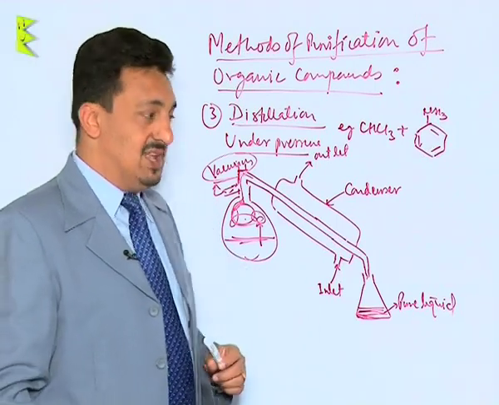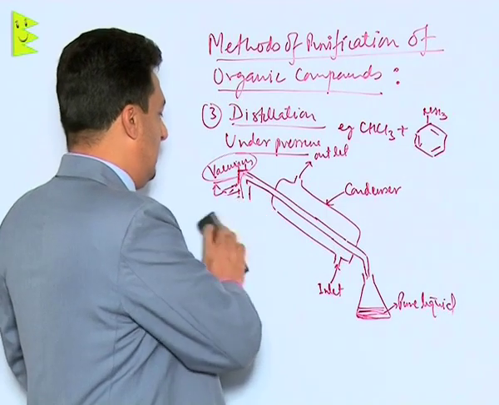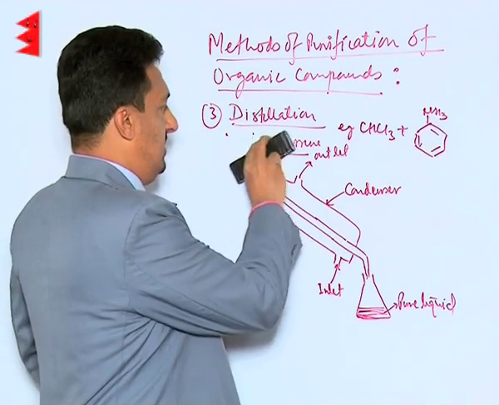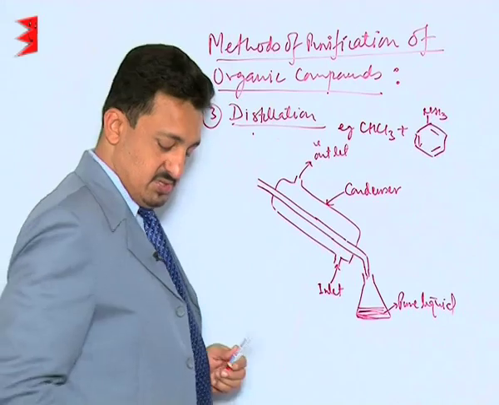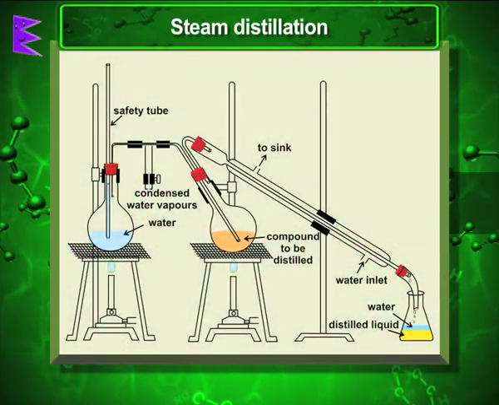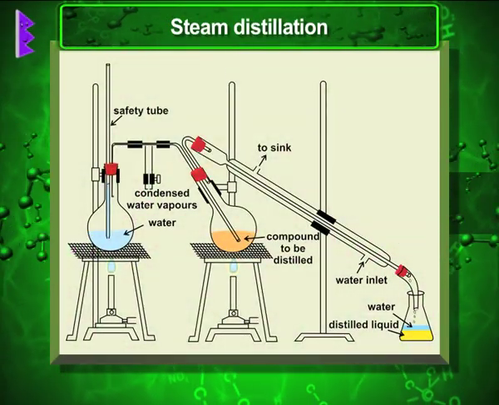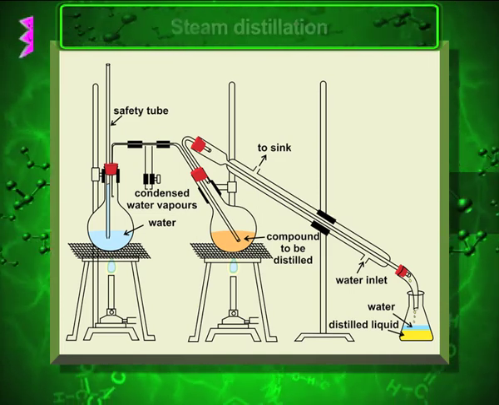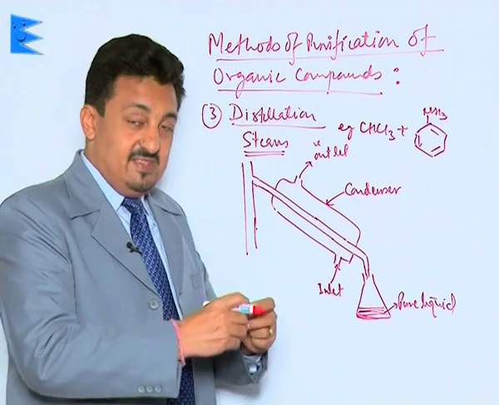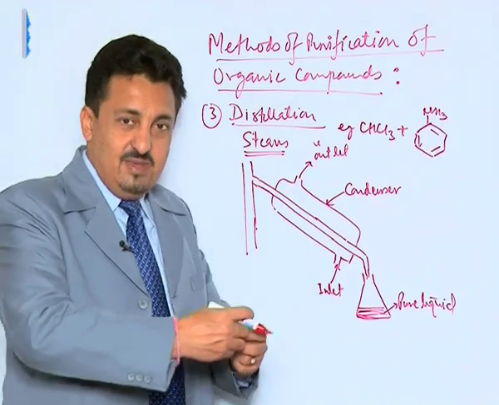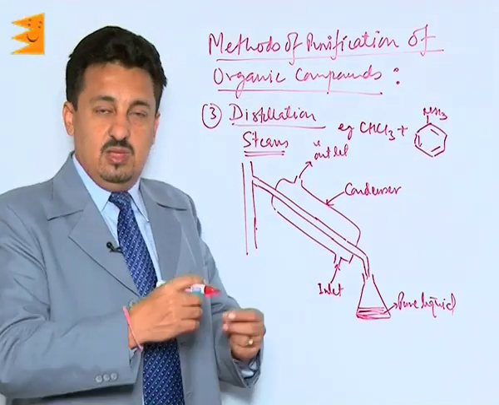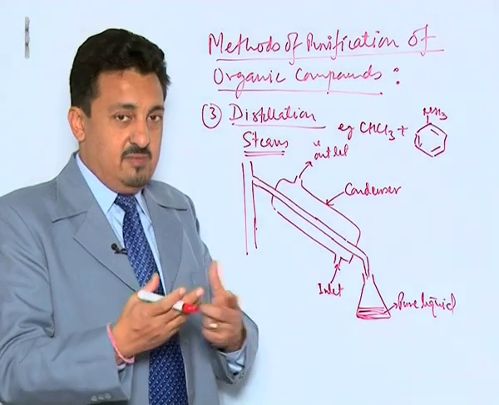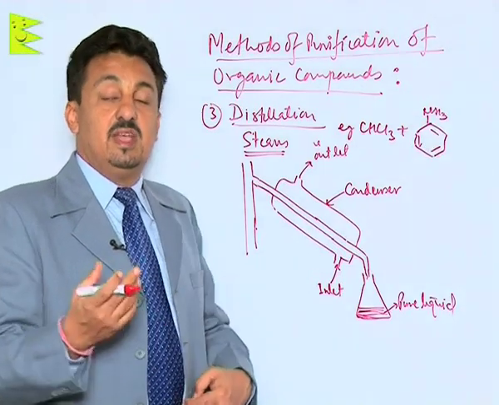We also do distillation by one more method, which is called steam distillation. This distillation is done basically for those substances which are steam volatile, which get easily carried away with the steam. Everybody knows the water vapors, heated water vapors.